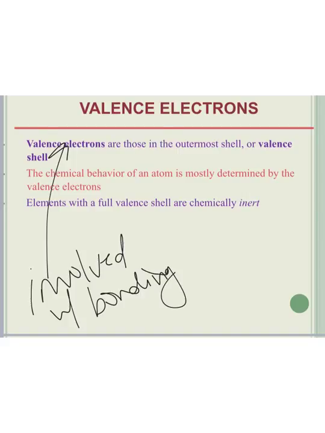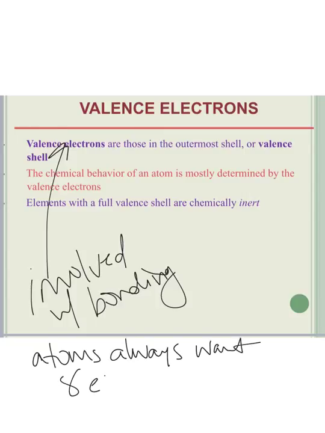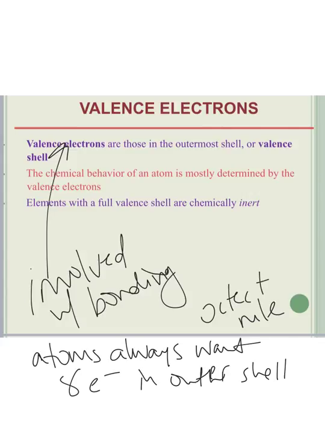The chemical behavior is mostly determined by these valence electrons, and how we know whether or not an atom is going to bind is determined by these valence electrons. Atoms always want 8 electrons in their outermost shell. That's key. That's called the octet rule, and that's going to be key for understanding bonding. If an atom already has 8 electrons in its outermost shell, we say that it is chemically inert, meaning it does not react or does not bond.